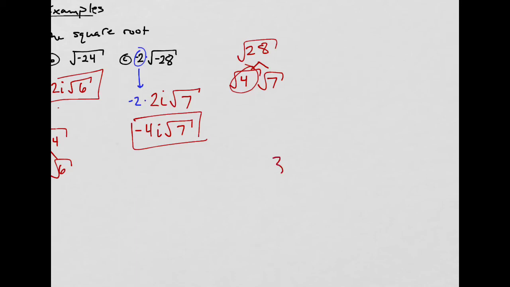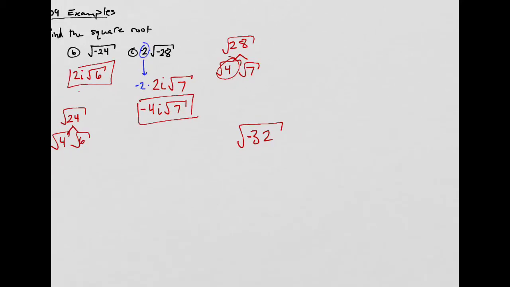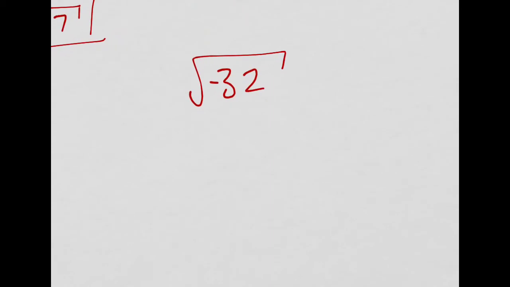What if we did 32? And it was like that. Let's make it negative just in case. Well, the negative comes out as an i. 32, that's 4 times 8.